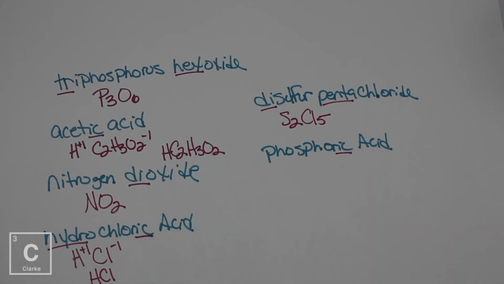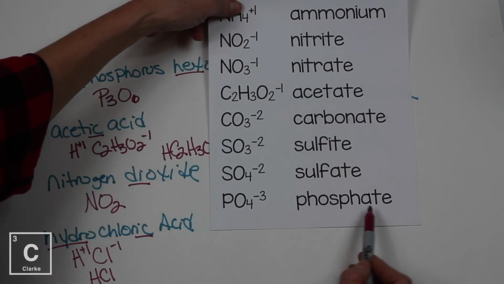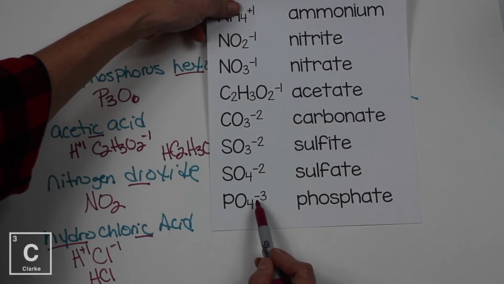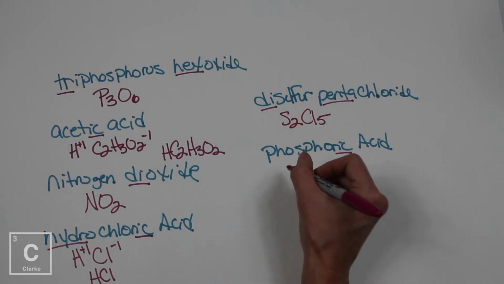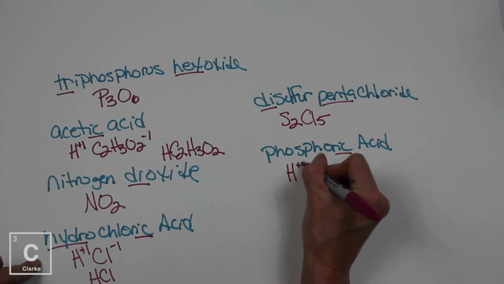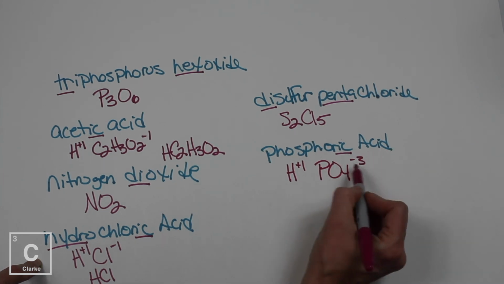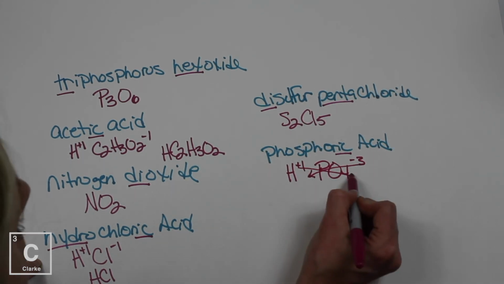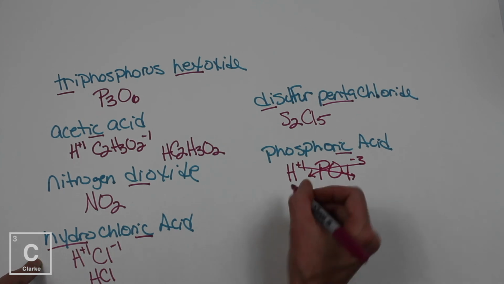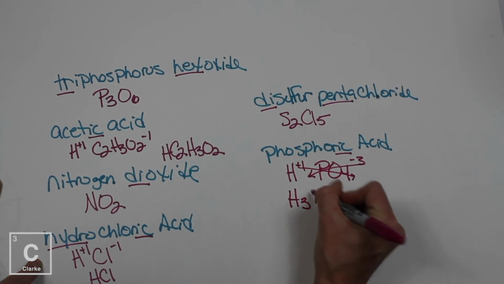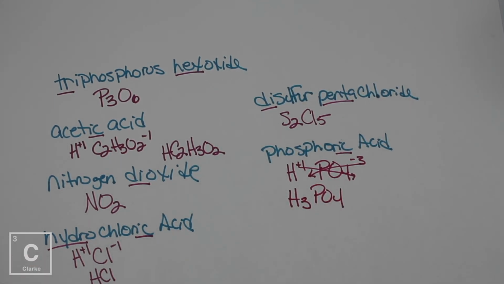Last example, phosphoric acid. We got that suffix ic, and that's it. That tells us it's an oxyacid, and it came from the polyatomic ion with ate. Phosphate, PO4 minus 3. Remember, acids start with H plus 1. Phosphate, PO4 minus 3. We've got to cross that down, just like an ionic compound. H3PO4, phosphoric acid.